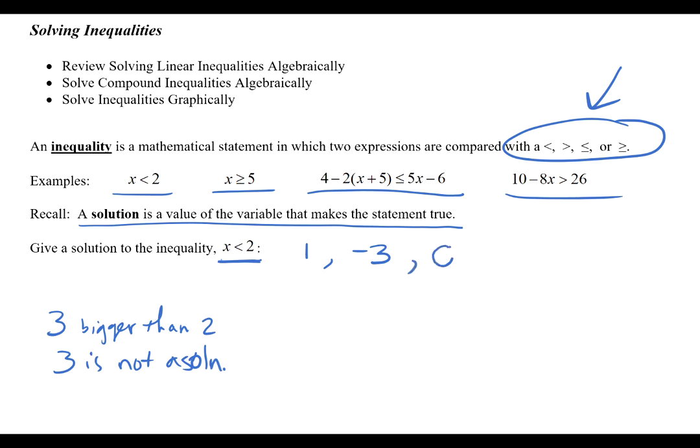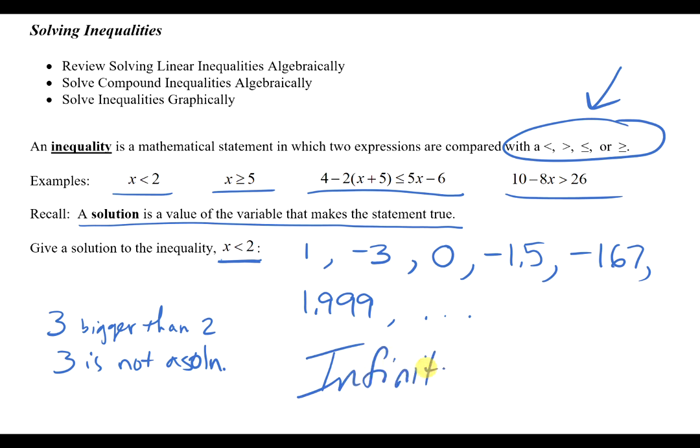But there's lots of numbers like 0, negative 1.5, negative 167, 1.999 is less than 2. And it would go on and on. In fact, there's no way to write these all out in our lifetime. There's an infinite number of solutions. So we have to have a different way of writing them down other than just listing them out. So let's take a look at how we could do that.